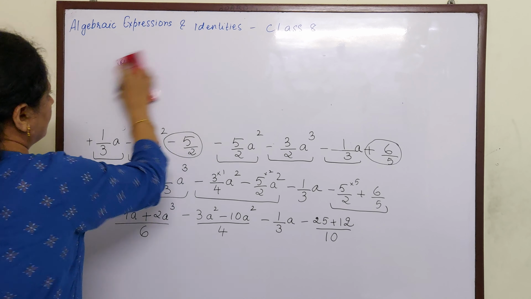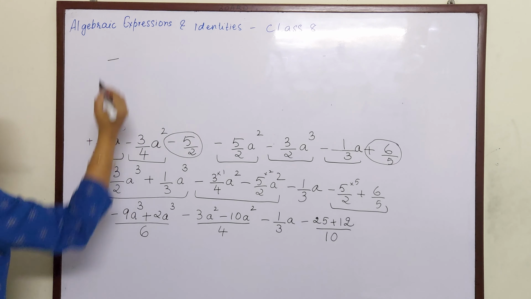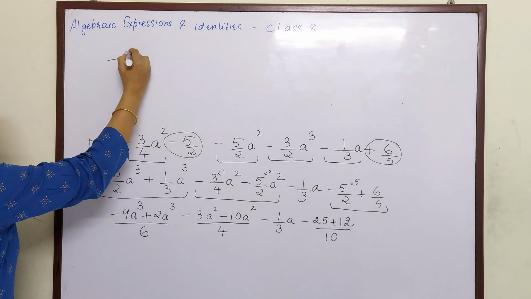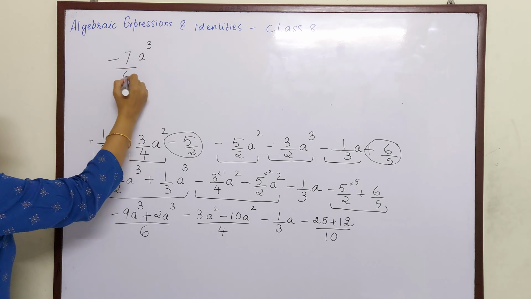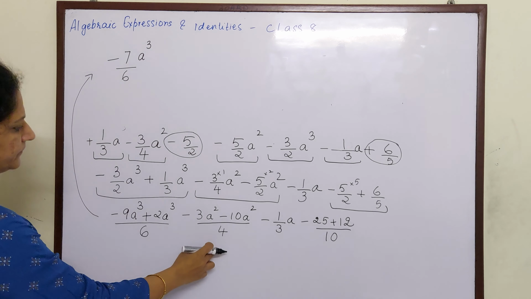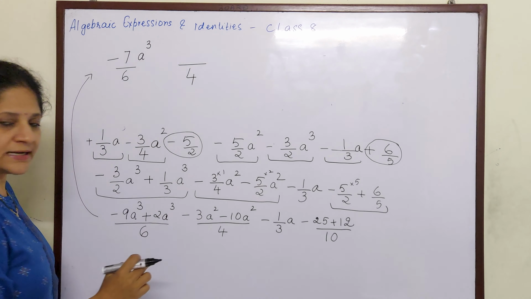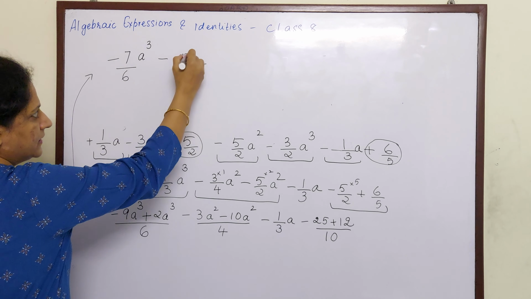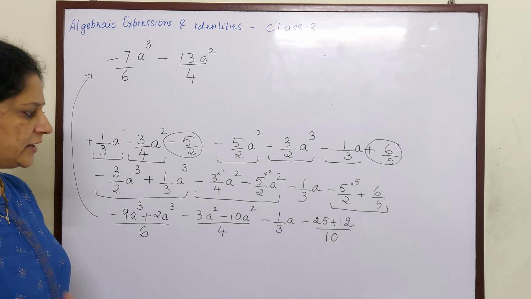Now, what is minus 9a cube plus 2a cube? So, minus 1 plus 1, so we will subtract and put the sign of the greater number. So, minus 7a cube by 6. So, I am bringing this here. Next is 4. Okay, I will write here 4. And minus 3 minus 10 is minus 13 a square, because if there are two minus signs, we add and put the sign of the greater number.